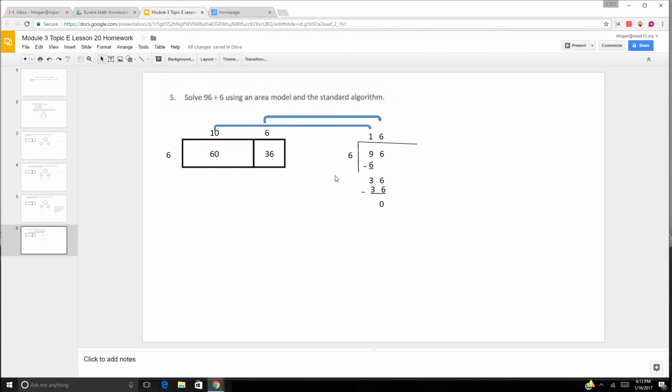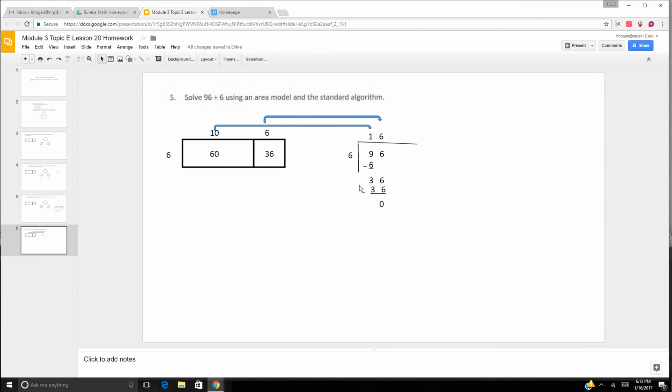Mom, 6 times 6 is 36. Sister, subtract. 36 minus 36 is 0. Brother, nothing more to bring down. So we can see that what we did was the same. Our 10 is our 10, and our 6 is our 6. So we got the same answer, but just this is the standard algorithm.